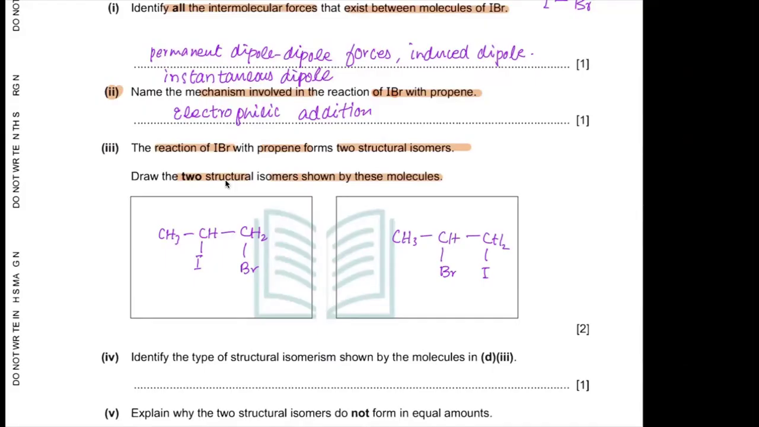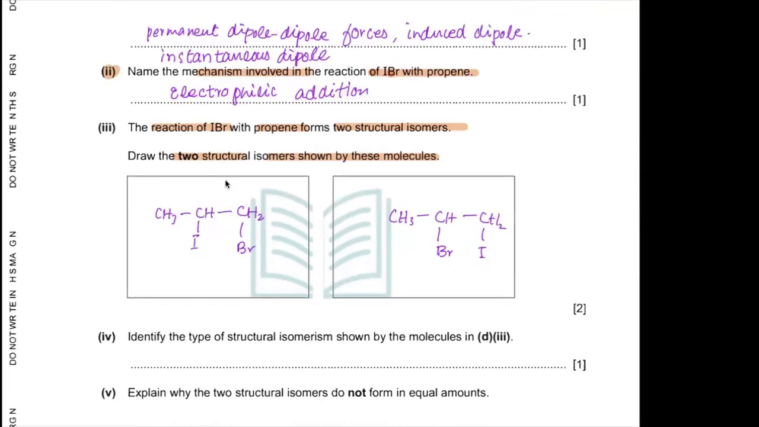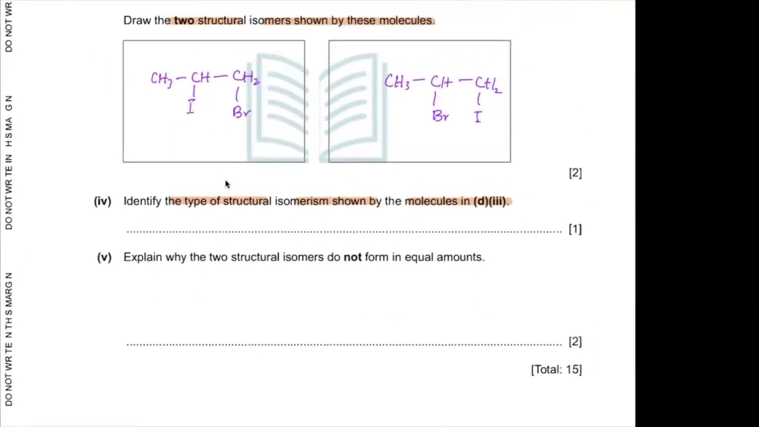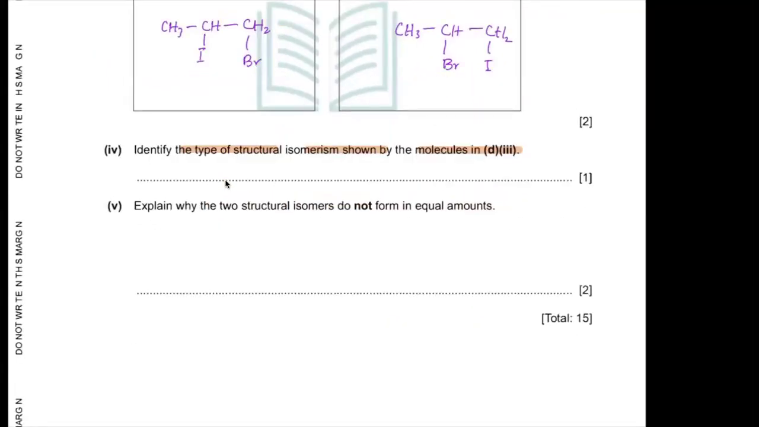Now, next part, identify the type of structural isomerism shown by the molecules in D3. So if you see, their positions are changed. In one isomer, bromine is at the first carbon and in the other it's at the second carbon. So these are position isomers. Explain why the two structural isomers do not form in equal amounts.